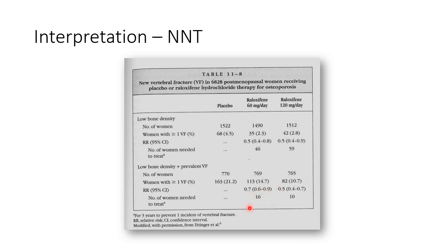So again, number needed to treat is very helpful. It's good to compare different therapies together. So I can say, well, I need to treat 16 women versus just 10 women with this dose here. So maybe I can use that when I'm making my calculations of like, well, what do the side effect profiles look like? What does the cost look like? We can make better comparisons and more educated decisions there.